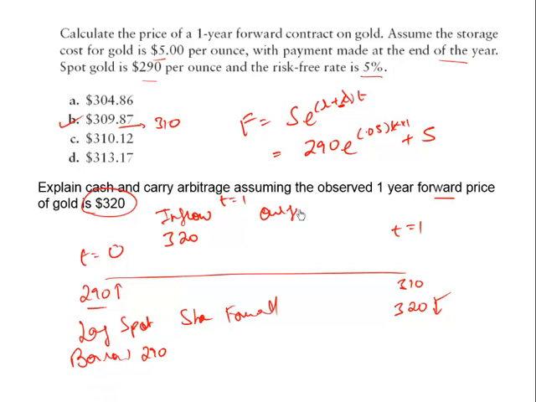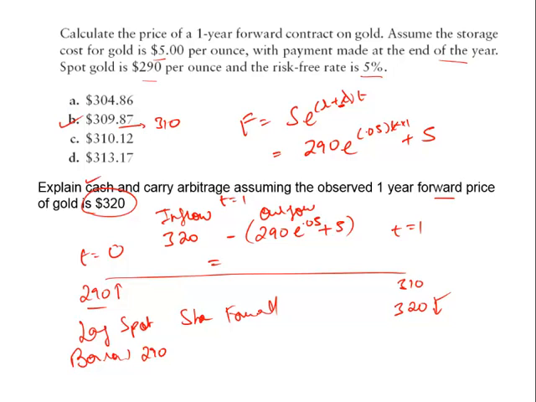Our outflow would be, on the 290 borrowing, we would have to repay with interest, that is 290 times e raised to the power 0.05 times 1. And for the gold that I have purchased, I also have to incur the storage cost because I bought it in the spot. So this will be my cash outflow and this will be my cash inflow. The difference is the arbitrage profit, the profit that I have made on 1 ounce of gold. If I started with 10,000 ounces, I would have made 10,000 times this profit. This is referred to as cash and carry arbitrage.